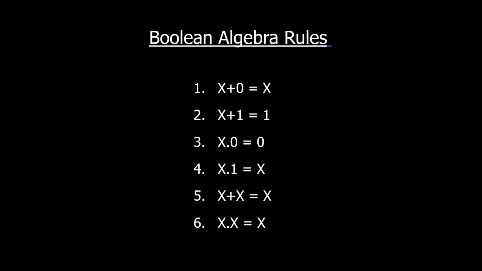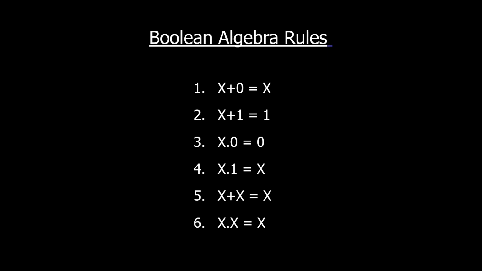Now, if you look at the third one, it says x AND operated with 0 is equal to 0. If you input the values to x, if x is equal to 0, 0 AND 0 is equal to 0. Also, if x is equal to 1, 1 AND 0 is also equal to 0. The other three rules given here, that is x AND 1 equal to x, x OR x equal to x, and finally x AND x equal to x, can be verified by referring to the truth table of the OR and the AND operation.